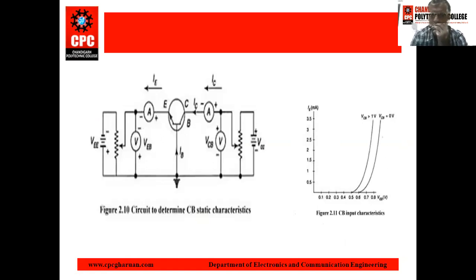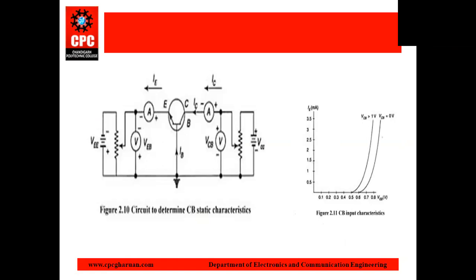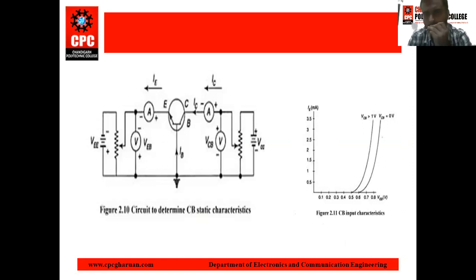Next is a different type of characteristic. We have two characteristics, the input characteristic and the output characteristic, of common base configuration and common emitter configuration. As we discussed, there is an input characteristic of common base configuration. It is formed with the help of these circuits. In a common base circuit, the input side is forward biased and the output side is reverse biased.